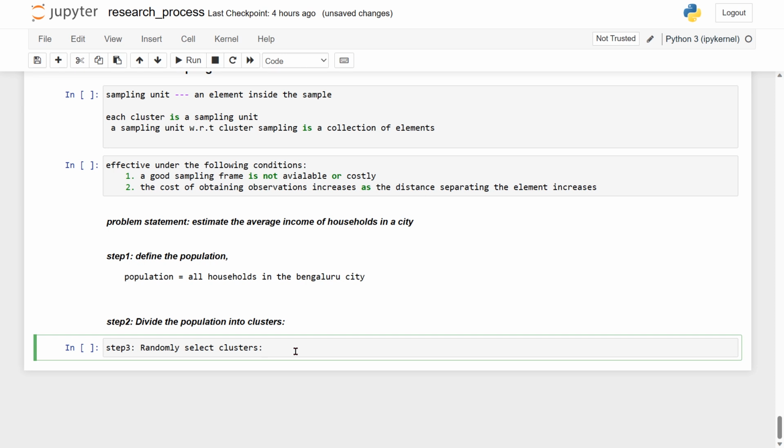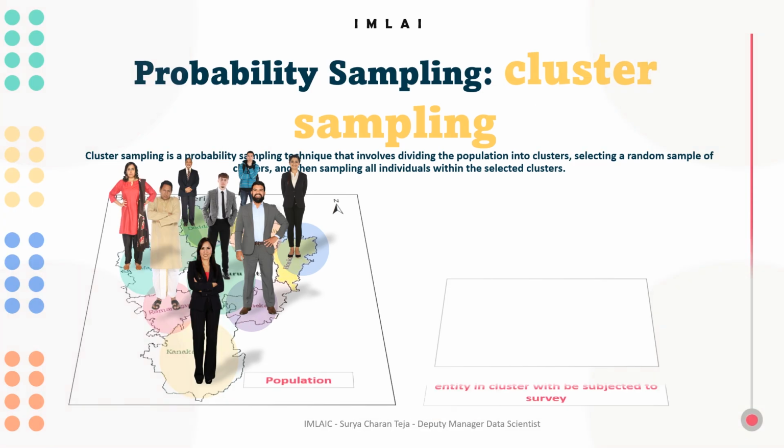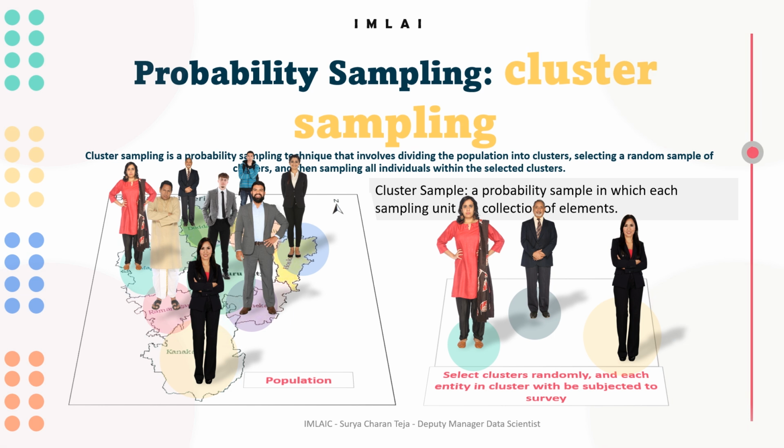So the size of the sample depends on the desired level of precision and the available resources. Here we will randomly select the clusters. So this is cluster 1, this is cluster 2, this is cluster 3, and once the clusters have been randomly selected, then you can directly survey the respective subjects in that cluster based on requirement. Then survey all individuals within the selected clusters.